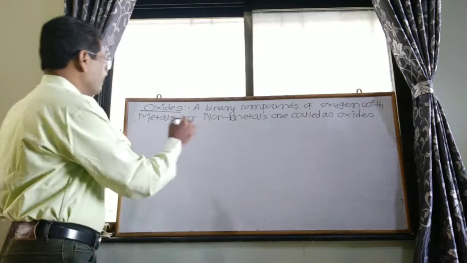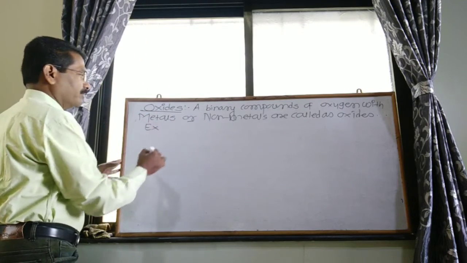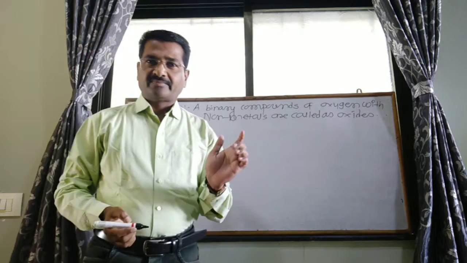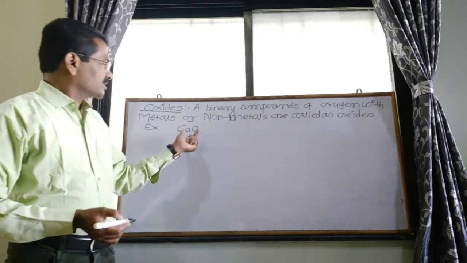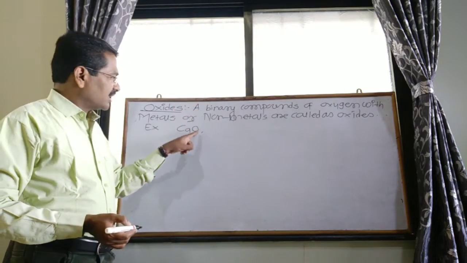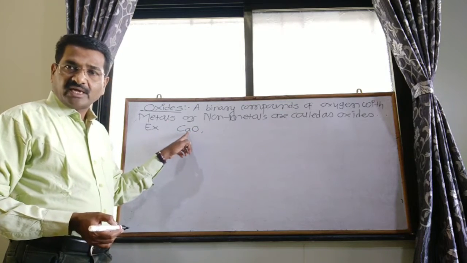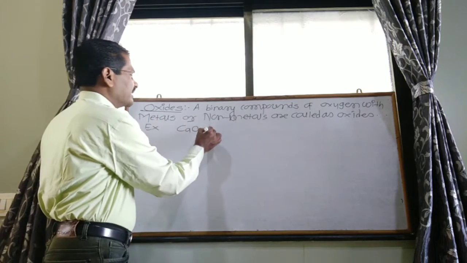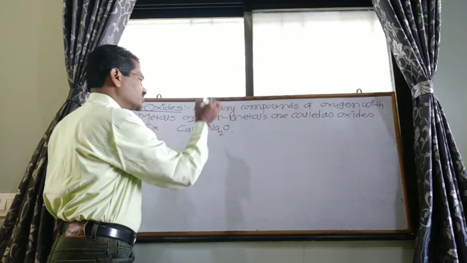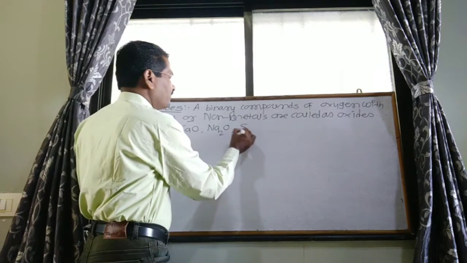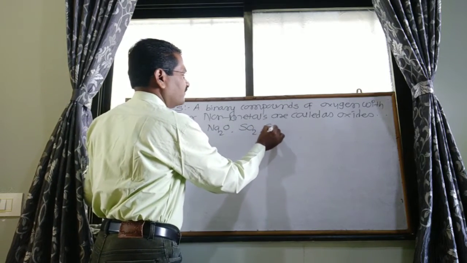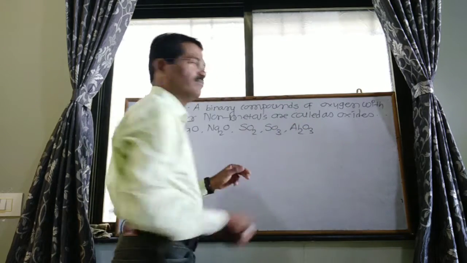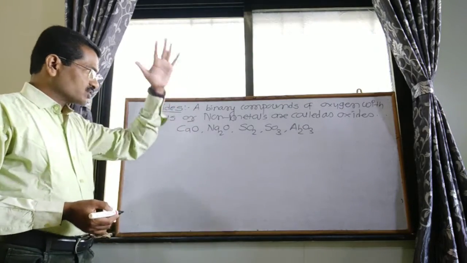For example of binary compounds, first CaO, calcium oxide. This compound is made up from two: one is the oxygen and another is the calcium. Calcium oxide is the best example of oxides. Second, Na2O, sodium oxide. Then sulfur trioxide, SO3, and aluminum oxide, Al2O3. So all these are examples of oxides.